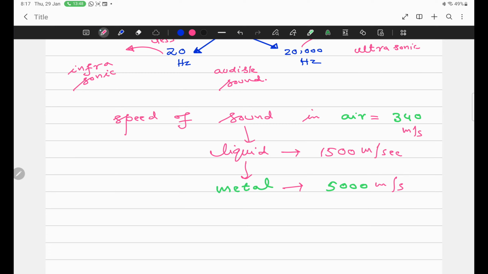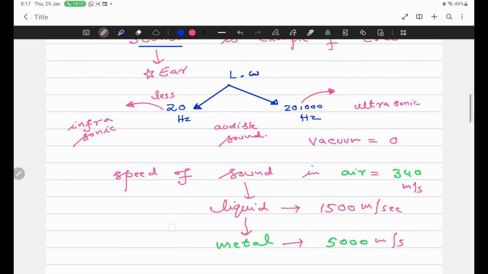And if there is no medium, in vacuum, in space, no medium available, so the speed of sound is zero because sound cannot travel through vacuum. So you should note down and you should memorize these numbers. Okay. And now we are moving forward about sound.